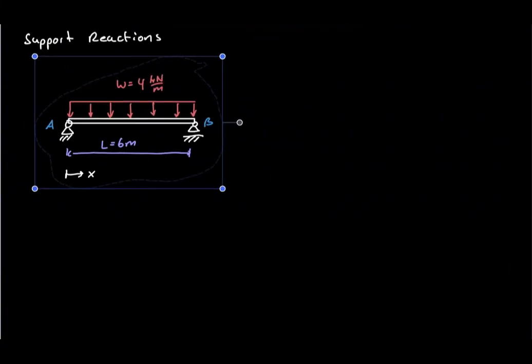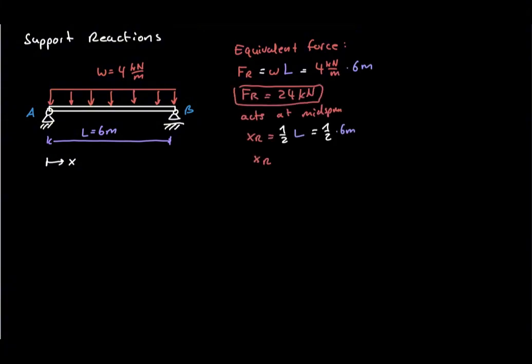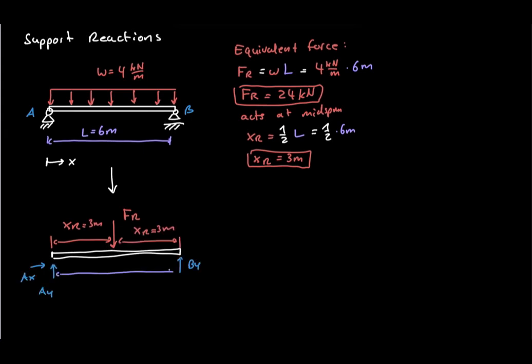As before, we begin by calculating the support reactions. The total equivalent force is the load intensity multiplied by the beam length. 4 kilonewtons per meter acting over 6 meters gives a total force of 24 kilonewtons. Because the load is uniform, this equivalent force acts at the center of the beam.